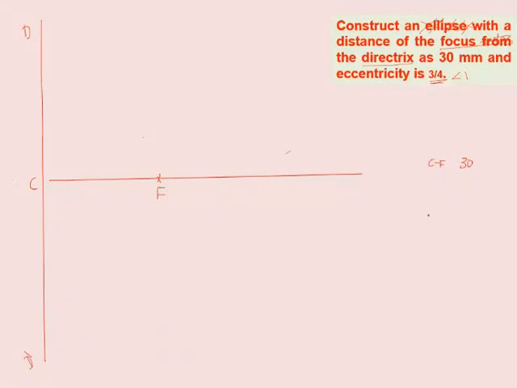How to find that? As I told before, the eccentricity is nothing but VF divided by VC. Here the eccentricity value is given as 3 by 4. So you can add the numerator and the denominator, that will give a value of 7. You can divide the distance CF into 7 divisions, and mark the V such that VF will be 3 divisions and VC will be 4 parts.